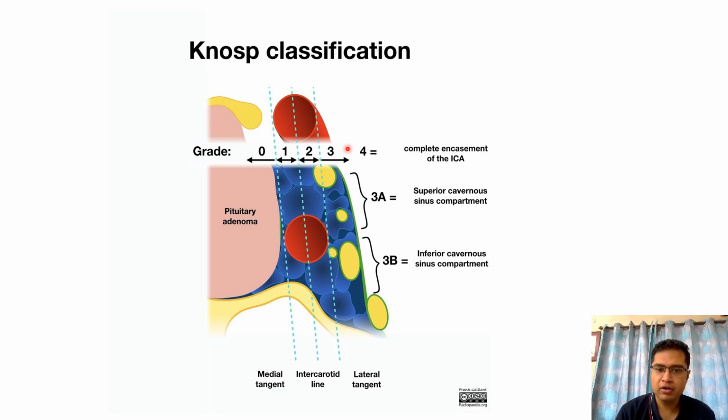If it is above, that is the superior cavernous sinus compartment, it is 3A. The inferior cavernous sinus compartment, that is below, is 3B. Grade 4 is complete encasement of the ICA, which was seen in this particular case. So this was a NOSP grade 4 invasive macroadenoma.